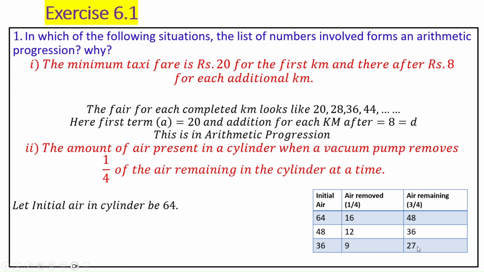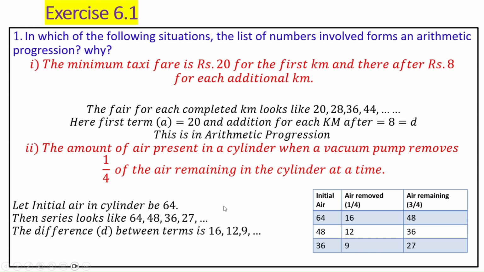Then remaining is 27. So if you see here, the differences are 16, 12, 9. This is the common difference, which is not constant, right? If you form the series 64, 48, 36, 27, this is the series. The differences are 16, 12, and 9, which are different actually. All right, so that means this is not in arithmetic progression. Okay, next.